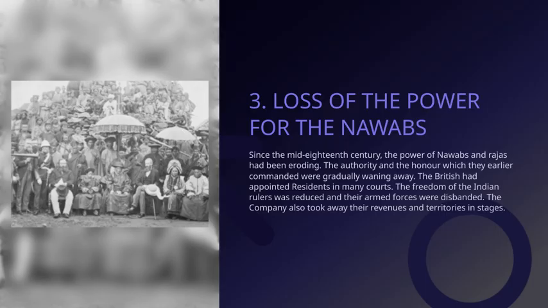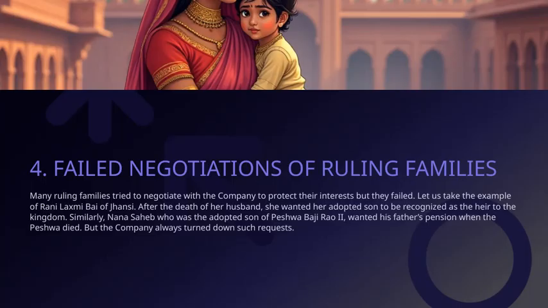The British East India Company also took control of their revenues and territories, gradually stripping away their economic and political independence. This process marked a significant shift in the balance of power, setting the stage for direct British control over large parts of India. Understanding this decline helps us see how the British established their dominance, transforming the political landscape of the region. Let's talk about some of the failed negotiations of ruling families with the company.